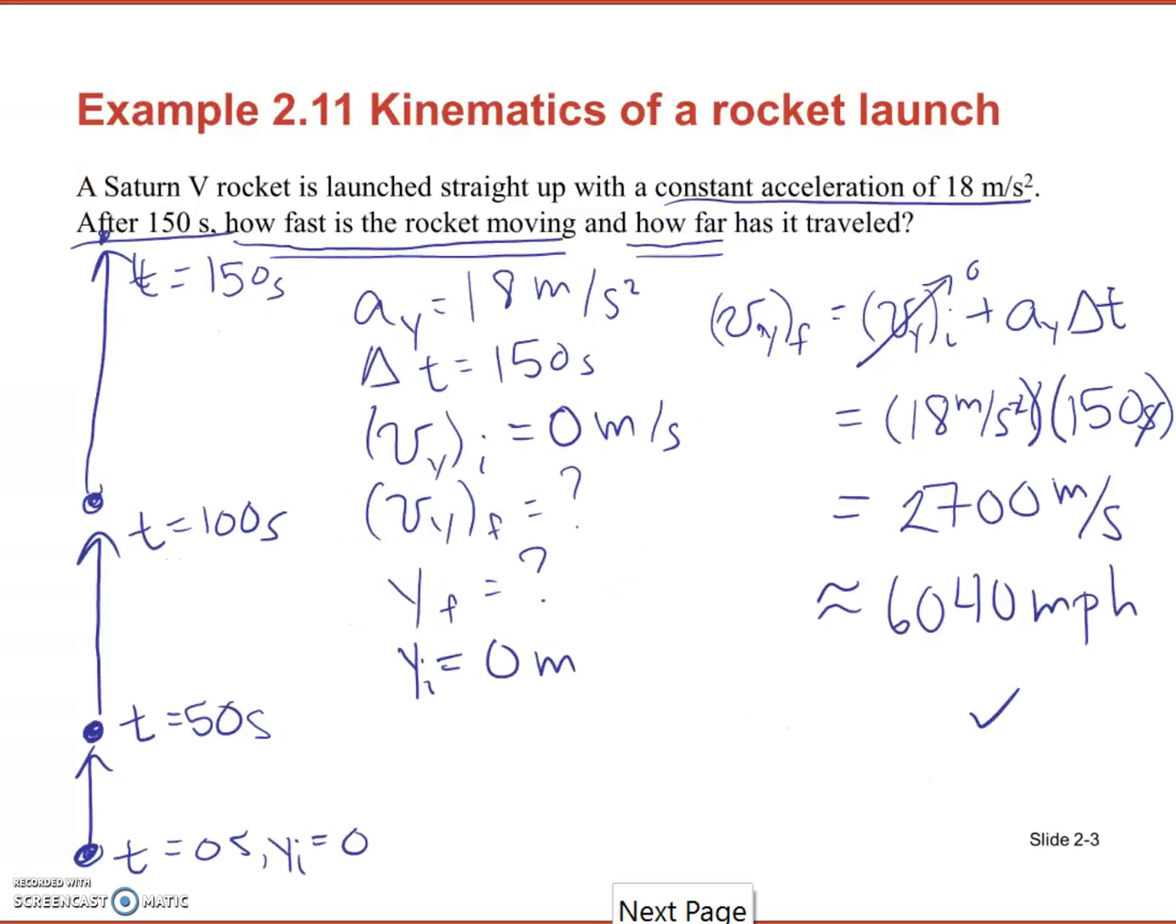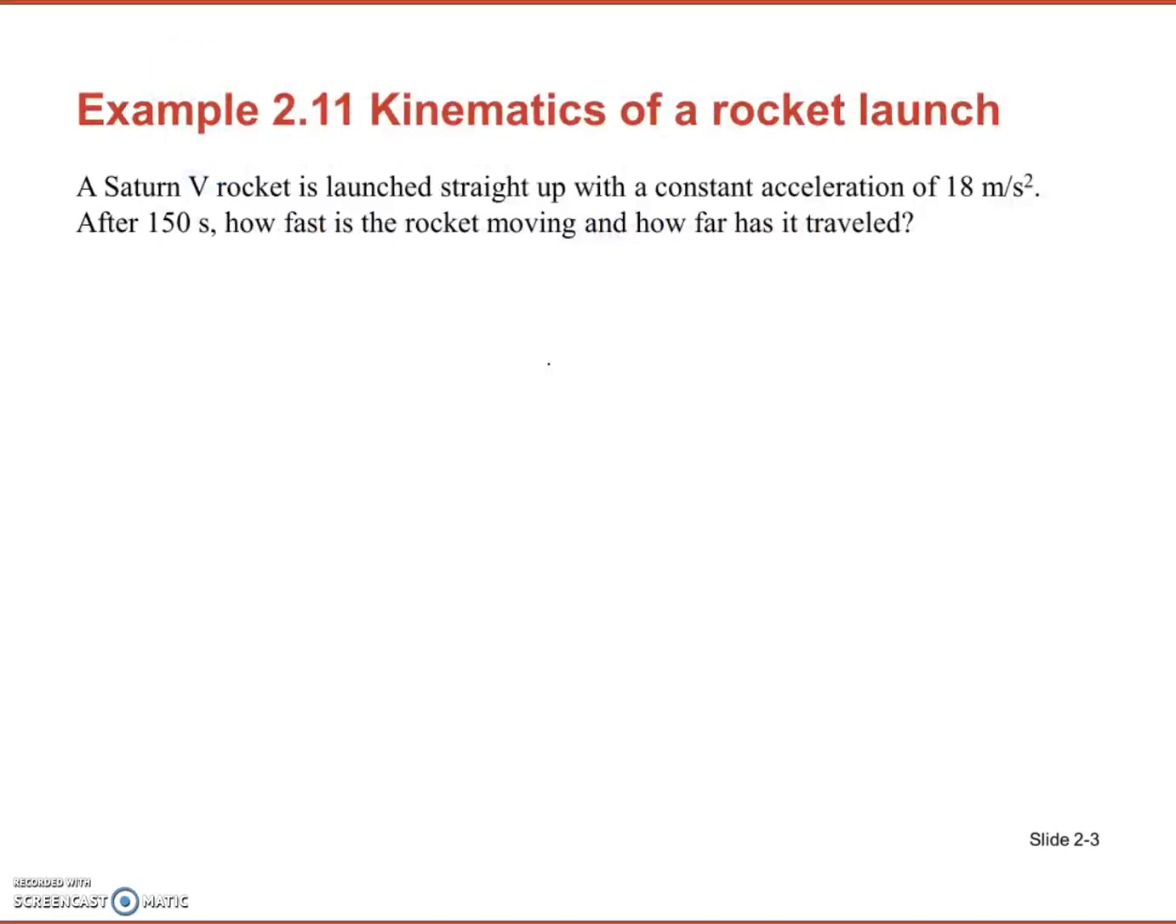All right, without further ado, this was my practice run, remove all annotations. Okay, and start again. We've got a rocket launching straight up with a constant acceleration of 18 meters per second squared. I'm going to go ahead and mark some important pieces of information. I'm going straight up. After 150 seconds, that's some time. Here I have some acceleration, in the y direction.